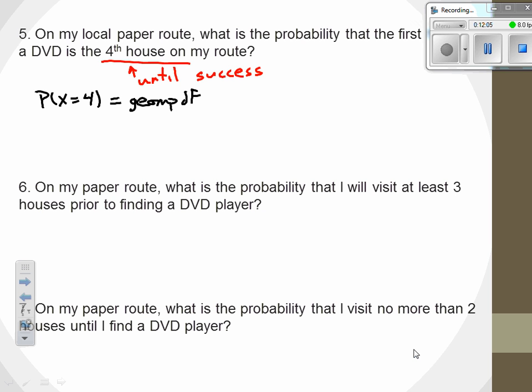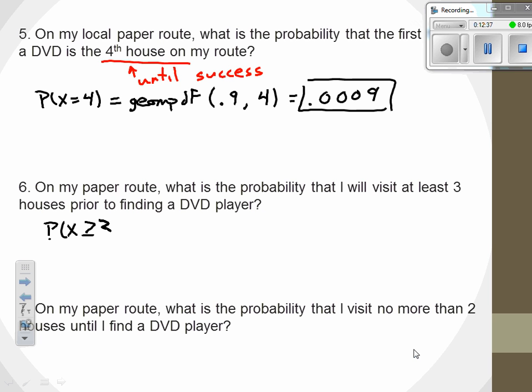And so when you go into that distribution, this time we need the probability of success first. So again, the probability of success is 0.9, but this time we don't have a set number of trials. We just know that we want the 4th house. So for us here, that's 0.0009. On my paper route, what's the probability I will visit at least 3 houses before finding one? So probability that x is greater than or equal to 3 houses. Again, we're going to have to play a trick here.